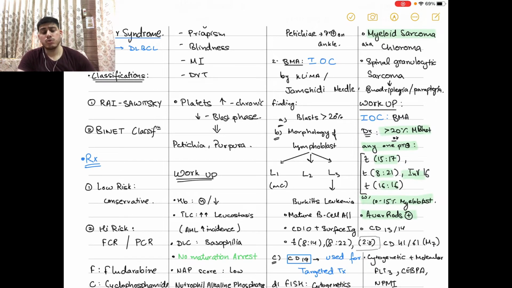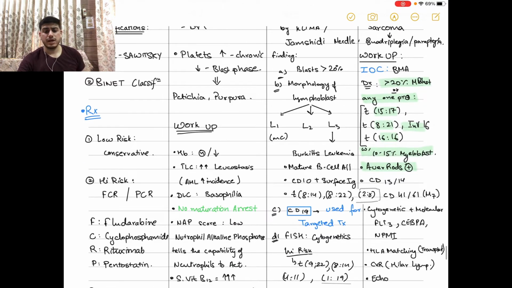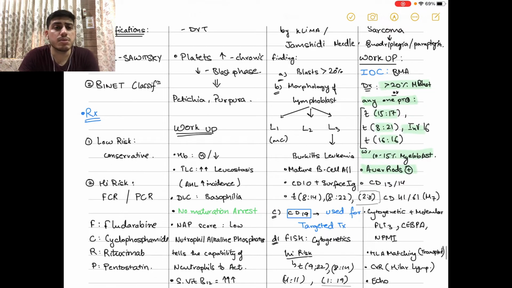Then bone marrow aspiration is the investigation of choice. You can do the bone marrow aspirate in the posterior superior iliac spine, with the help of a Klima needle or Jamshidi needle. The Klima is a reusable needle, so just to mention it here, Klima and Jamshidi. And the finding from that aspirate will be that the blasts will be more than 20%.